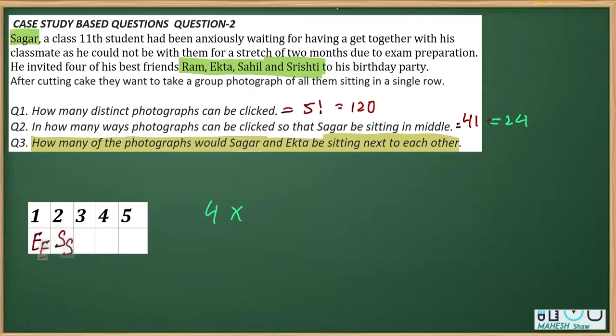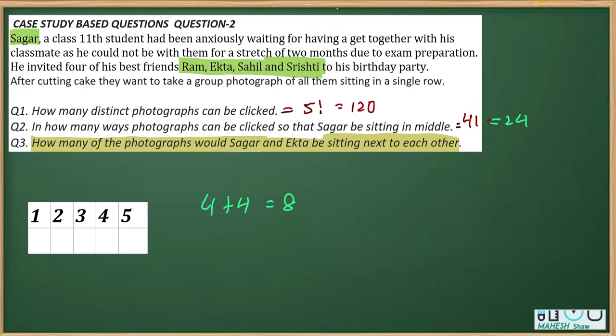This is 1, 2, 3, and 4. So that is 4 plus 4, or you may write 4 into 2, whatever, that's all the same. That is equal to 8 ways, so there are 8 possible ways by which Ekta and Sagar can sit together.